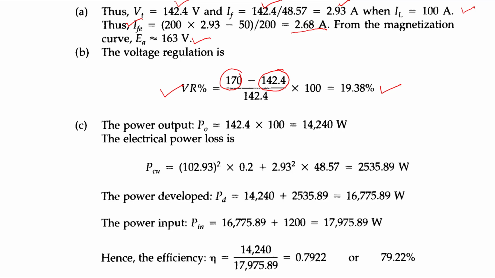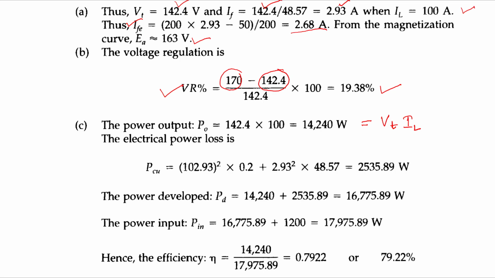Now the third part is your power output or efficiency we need to find. So before going for efficiency, we must know the power output. So power output is nothing but equal to VT IL, right? So IL is 100 ampere and VT is 142.4 volt. If we multiply, we'll find the output power, right?